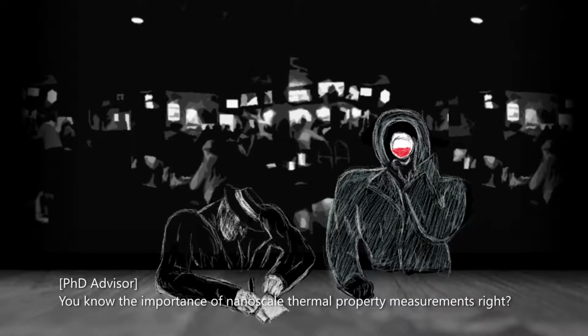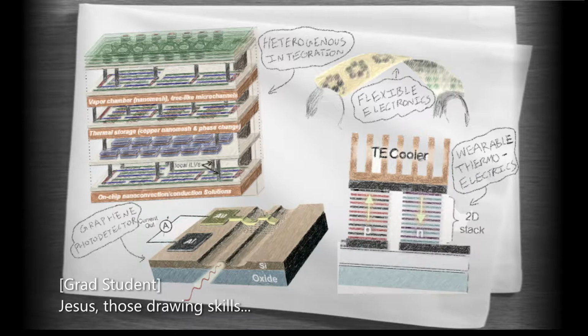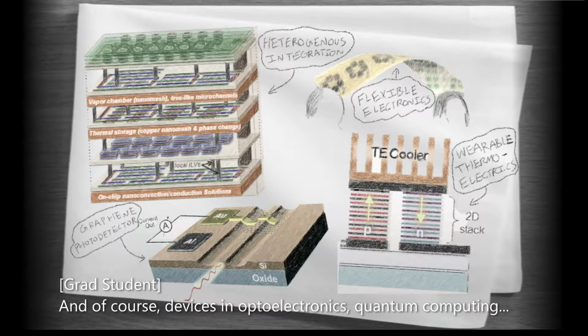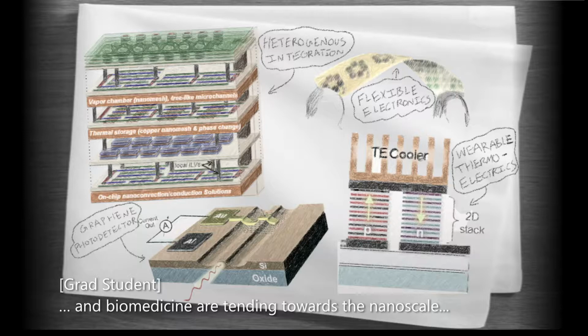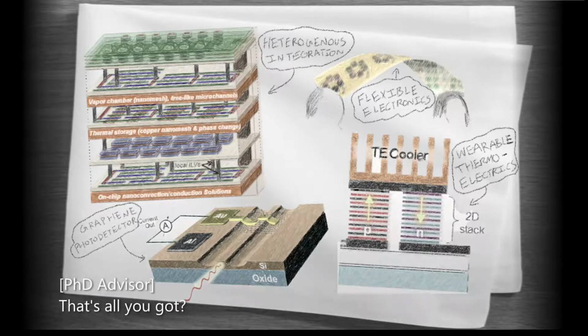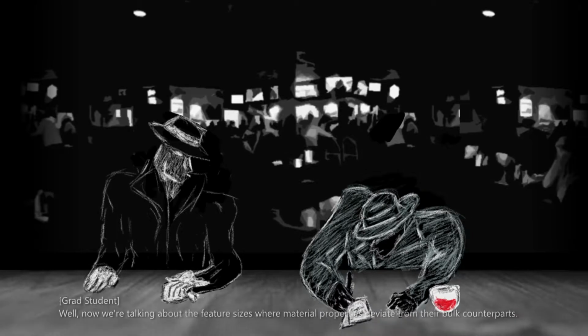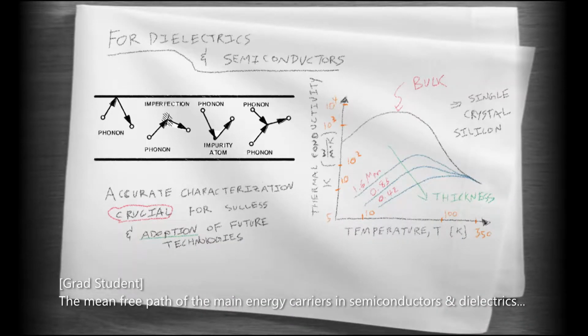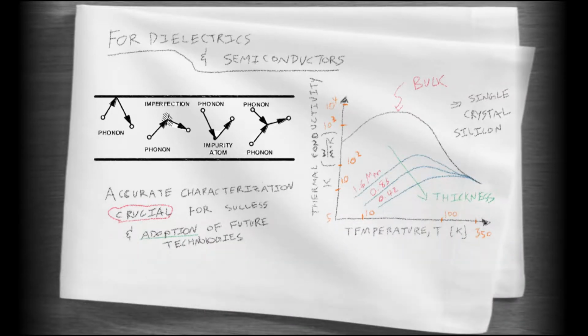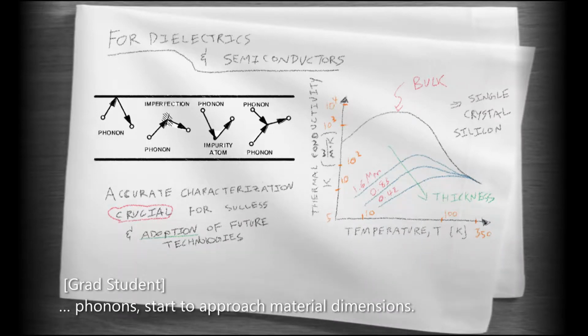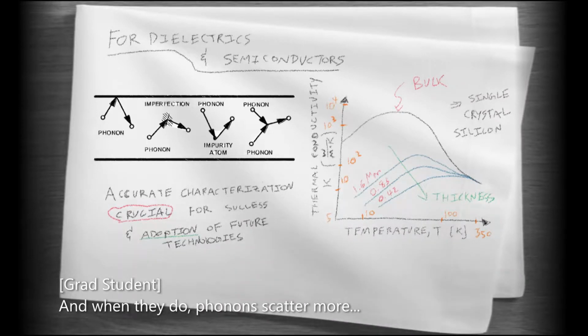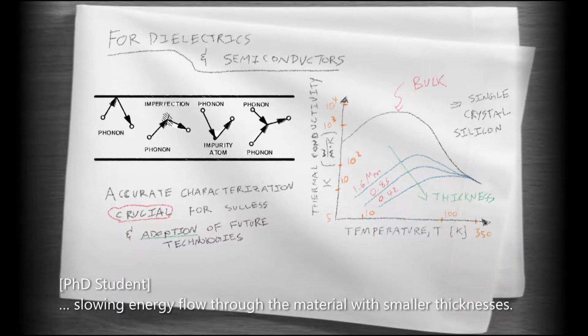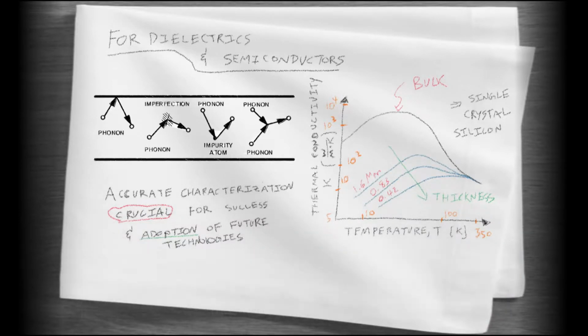You know the importance of nanoscale thermal property measurements, right? Jesus, those drawing skills. And of course, devices in optoelectronics, quantum computing, and biomedicine are tending towards the nanoscale. That's all you got? Well, now we're talking about feature sizes where material properties deviate from their bulk counterparts. The mean free path of the main energy carriers in semiconductors' dielectrics, or phonons, start to approach material dimensions. When they do, phonons scatter more, slowing energy flow through the material with smaller thicknesses.